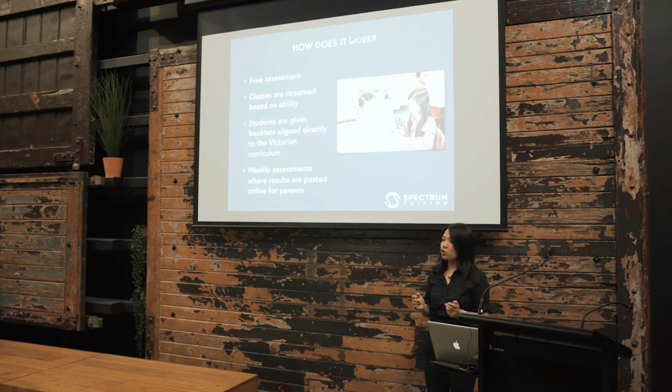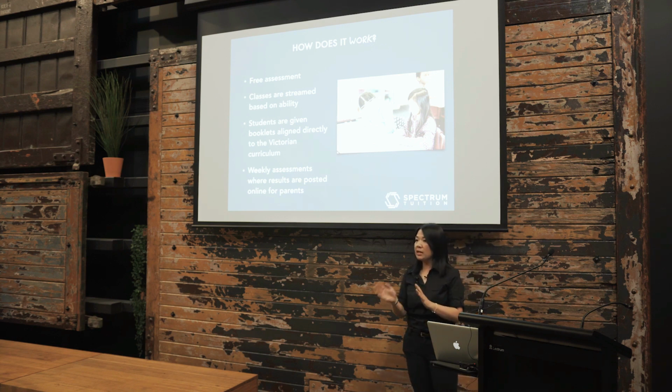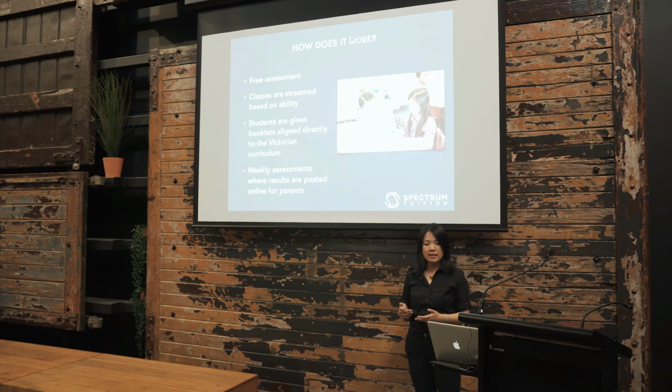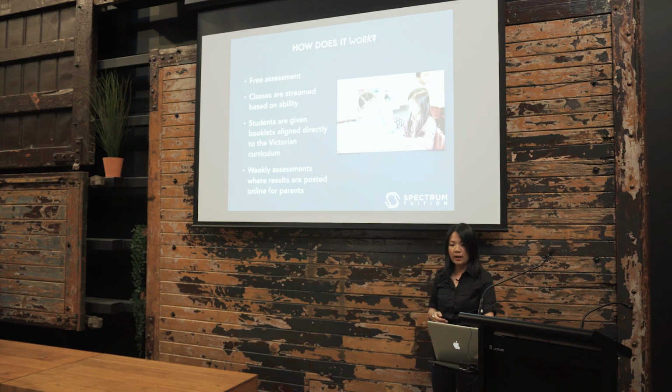The classes are then streamed based on ability, so that we place students into classes based on their abilities. Students are given booklets aligned directly to the Victorian curriculum, and students are given weekly assessments where results are posted online for parents to have a look at and track.